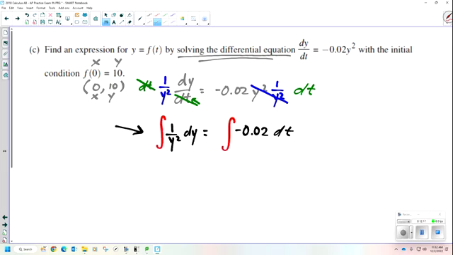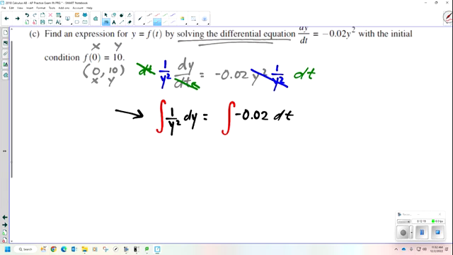Well, the right side is easy. This is just a number. When I integrate it, the variable comes back. We can use an x, or we can use a t, because that's a dt. Negative 0.02t. Since there are no bounds, it's plus a constant. This integral evaluates to this right here, equals.